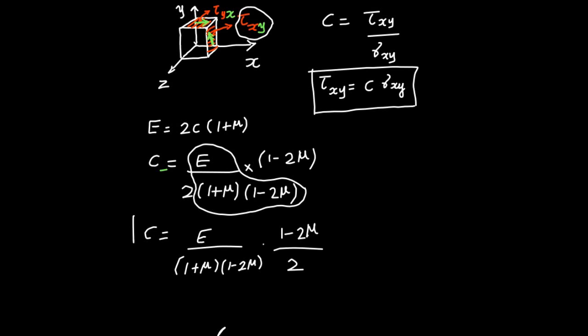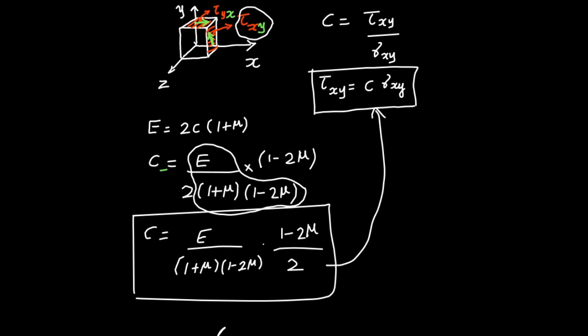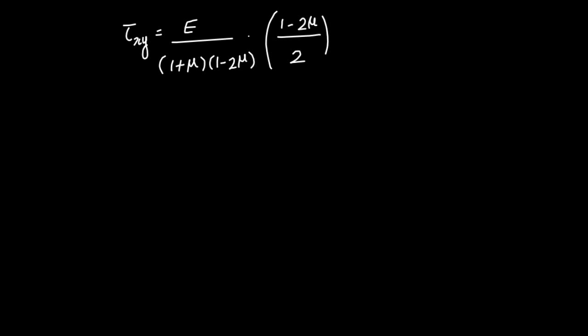So I'm going to plug the expression for shear modulus in this equation. So in the next step, I can write the expression for shear stress tau xy is equal to capital E divided by 1 plus mu into 1 minus 2 mu into 1 minus 2 mu divided by 2 into nu xy. This can be our equation D.